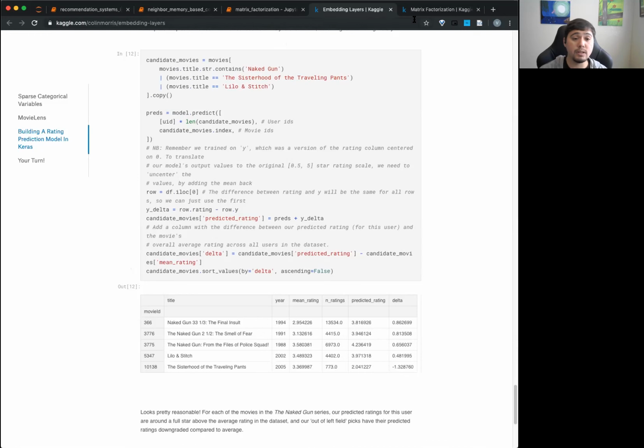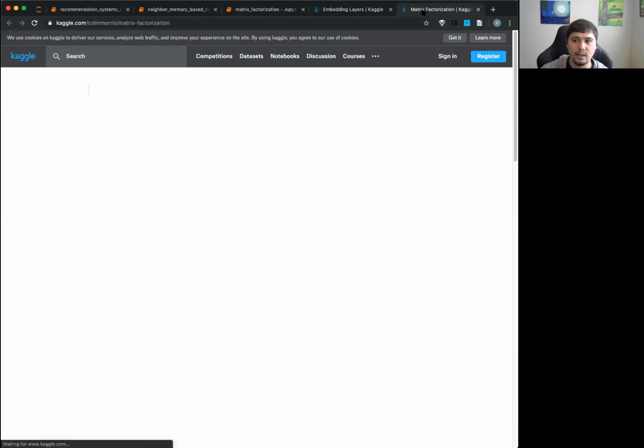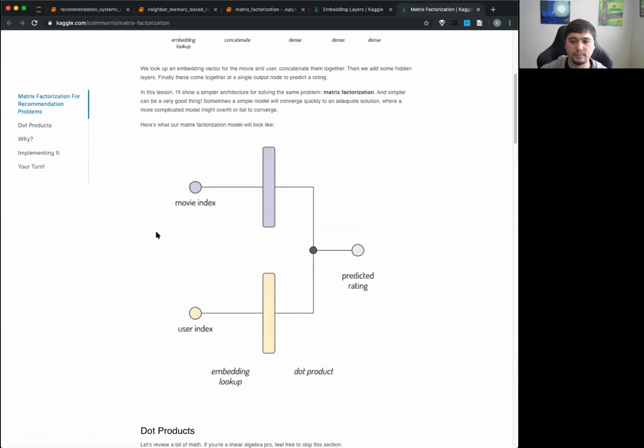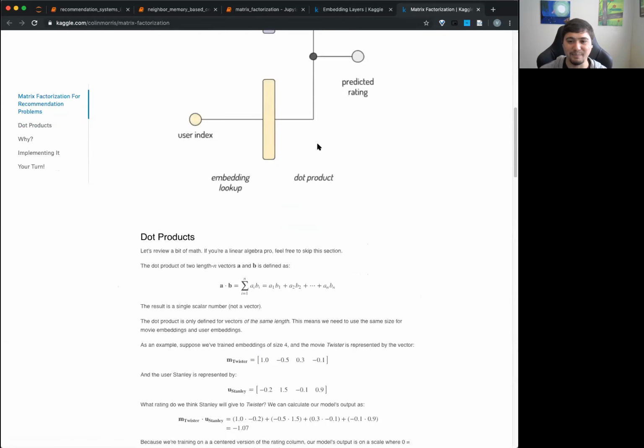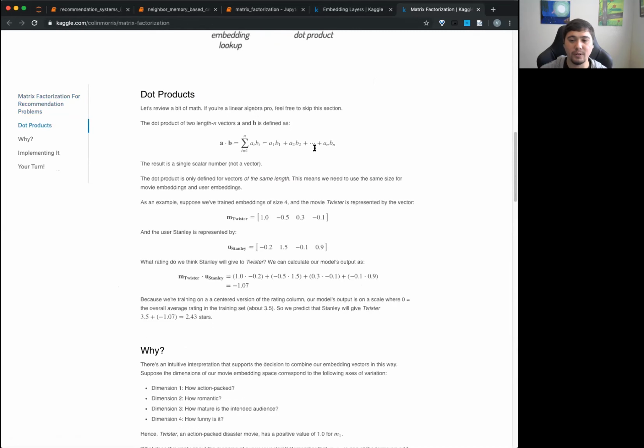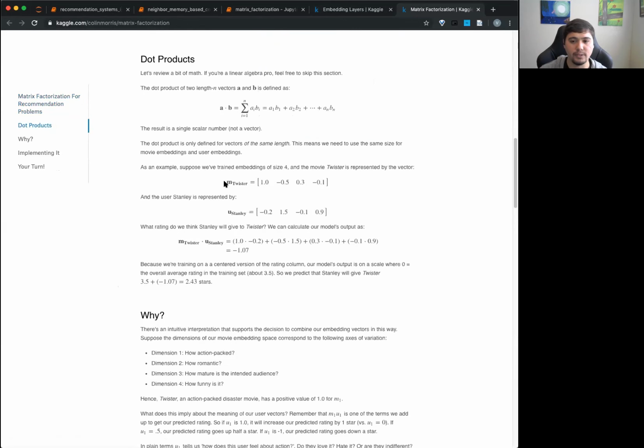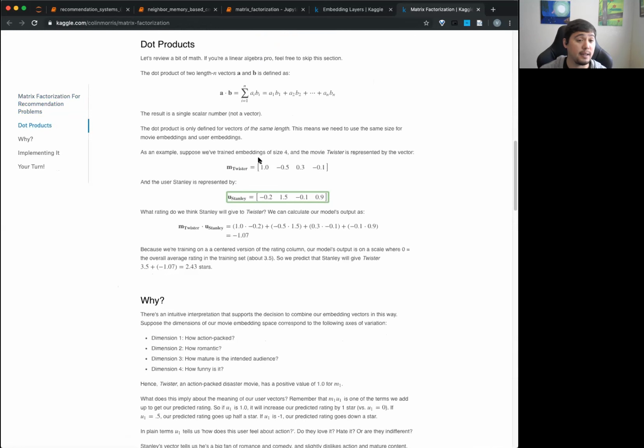Okay, but what's really cool is, okay, we got the embeddings, cool, what do you do with it? Well, we can predict how well this movie is going to fit with someone, but you can also do some really interesting things with embeddings. So I mentioned before doing this dot product. For example, this is the movie Twister. This is the user Stanley, and you can see in this case, this is the embedding. What these numbers represent, who really knows. But you can equate it to, maybe this is something like action, comedy, romance, and so on.